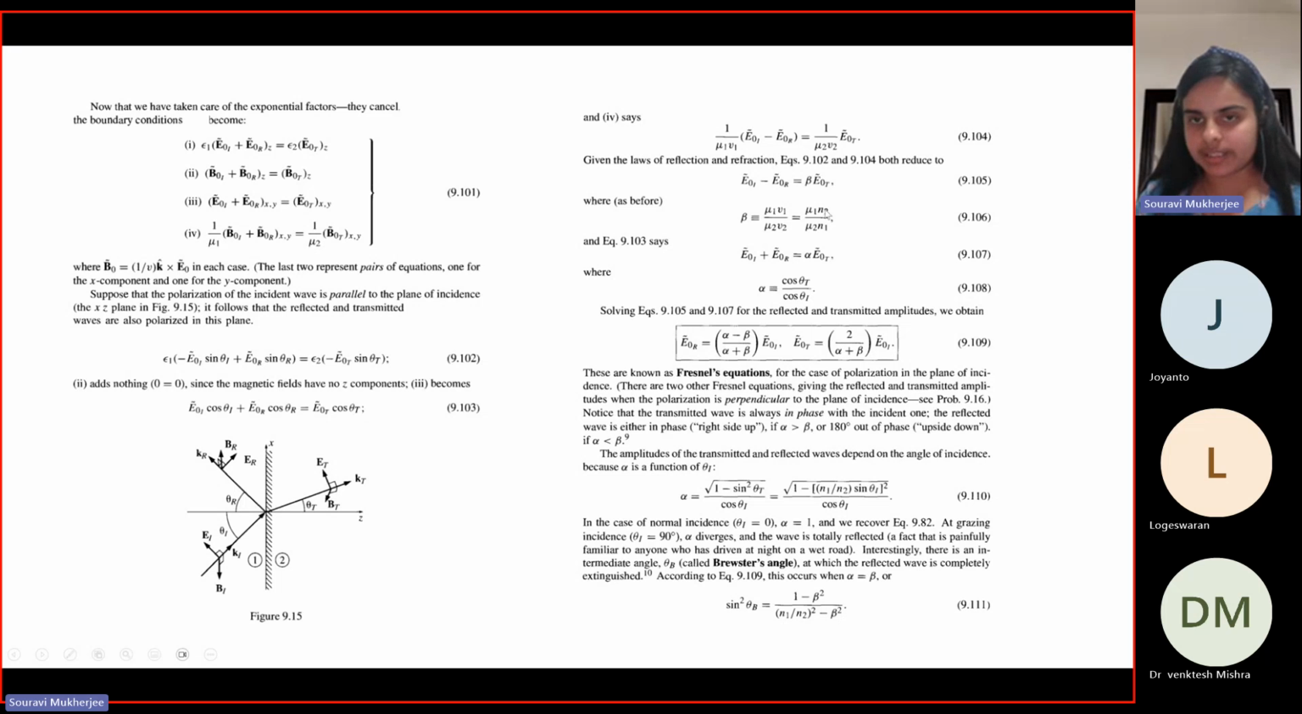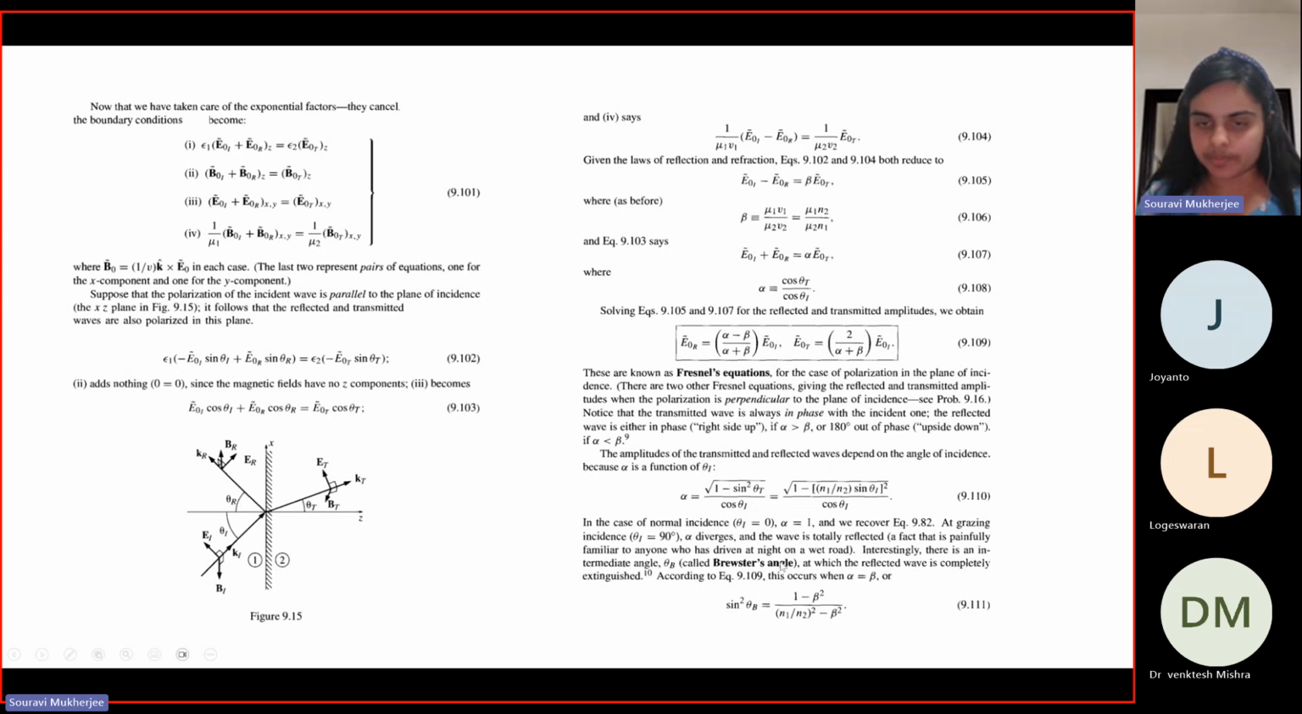I'm not going step by step because I think this will already be discussed in the main class. But basically, this is how you get there. Now here, it's important to note that when alpha is greater than beta, that means they're in the same phase. But if the opposite happens, then there is a 180-degree phase difference that comes in.